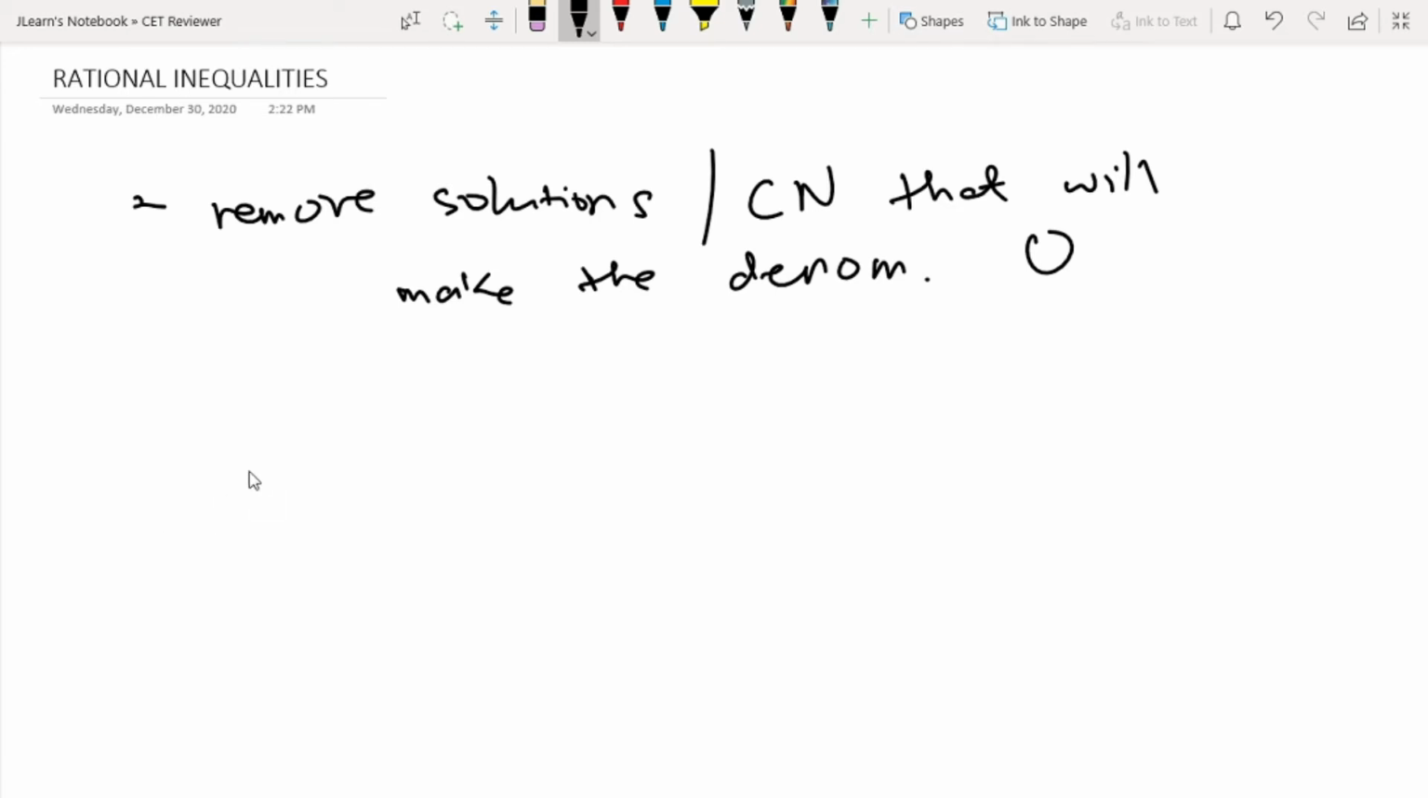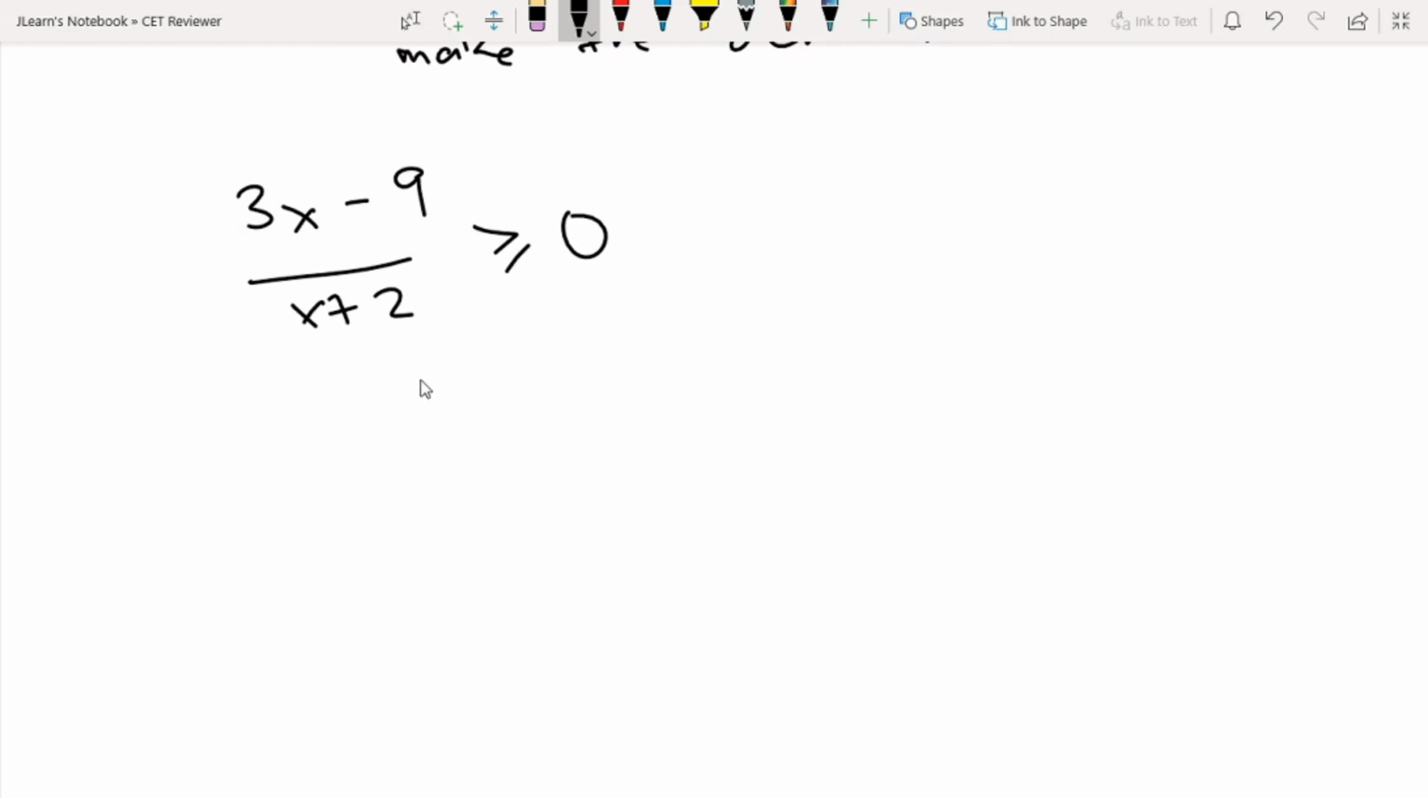So, let's do an example. So, let's do a simple one. Let's say 3x minus 9 all over x plus 2 is greater than or equal to 0. So, una natin gawin dito is that kunin natin yung critical numbers, no? Critical numbers. Paano natin kukunin yung critical numbers?